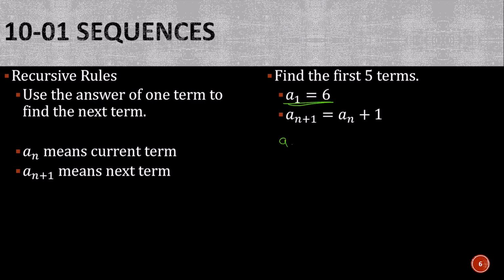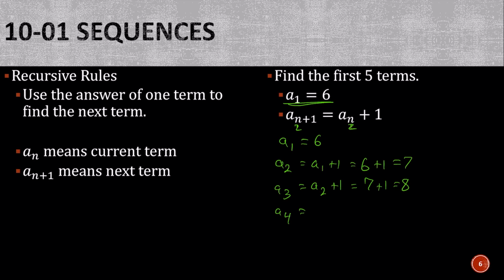So the first 5 terms, well, they told us the first one. And then to get A2 would be putting a 1 for the n. So that would be A1 plus 1. Oh, wait, A1 was 6. So A2 was 7. If I put in a 2 now for the n, it would be A2 plus 1. Wait, A2 was 7. 7 plus 1 is 8.